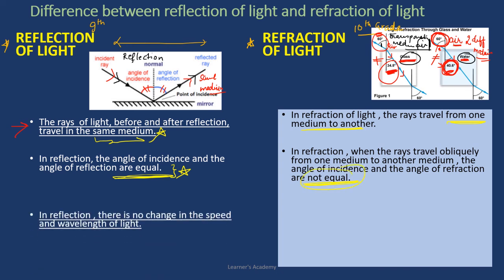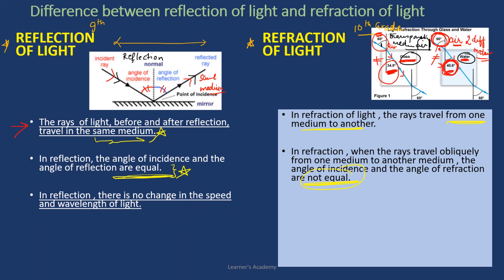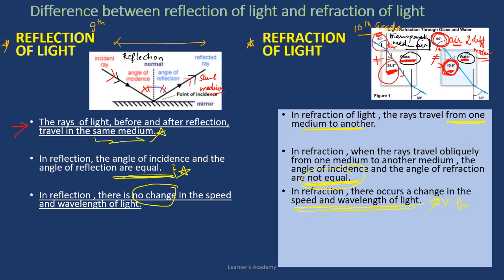Now the third point is, in reflection there is no change in the speed and wavelength of light. Whereas in refraction there occurs a change in the speed and wavelength of light. Refraction occurs as velocity of light is different in different medium. See here, the medium was the same, so there is no change in the speed. But in case of refraction, you can see air is the first medium, the second medium is glass or water, as you see. So there is a change in the medium. So refraction occurs as the velocity of light is different in different medium.